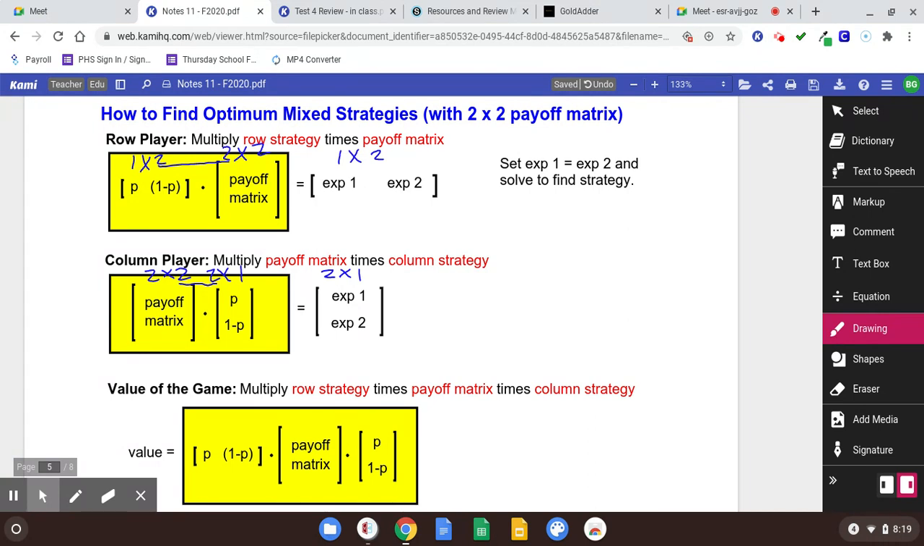But again, we're going to do the same thing. We're going to set that first expression equal to the second expression and solve.